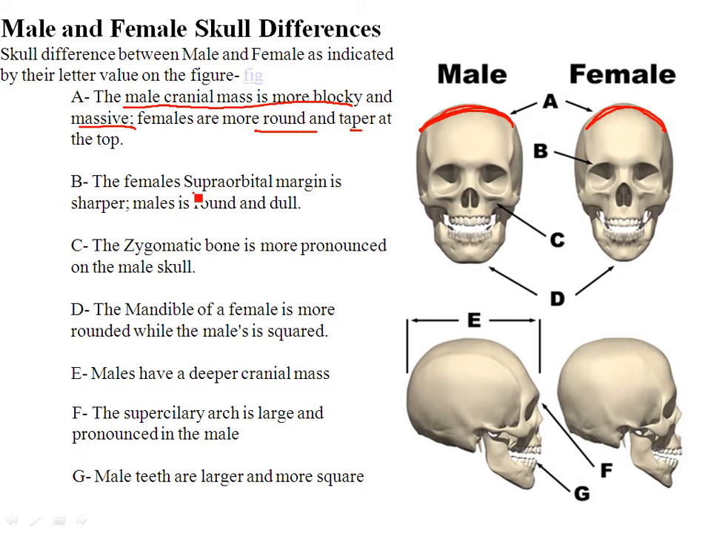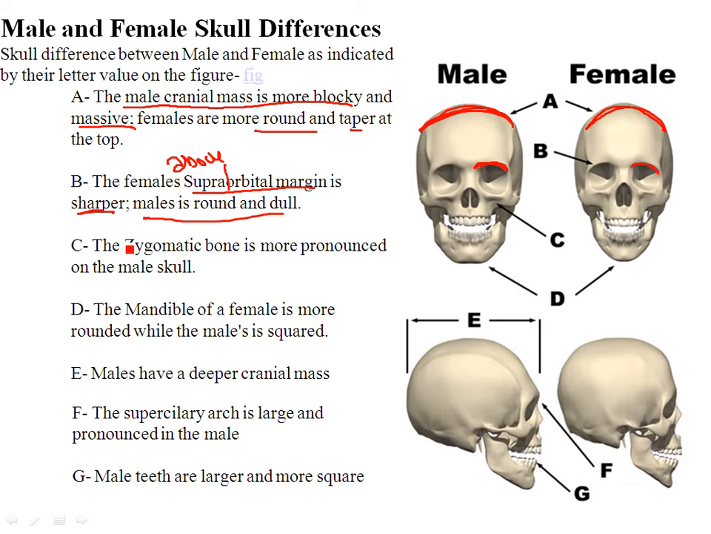The female supraorbital margin. Let's break that word down. You should have seen it in lab already, but just in case you haven't, tell me what supra means. No, supra means above. I know you knew that. And orbital, of course, is the socket that the eyeballs fit in. So the supraorbital margin on females is sharper. On males, it's round and dull. So you're looking at the supraorbital margin here. More sharp, you can actually feel this just under your eyebrows. And on the male, it's a little more blunt, a little more dull.